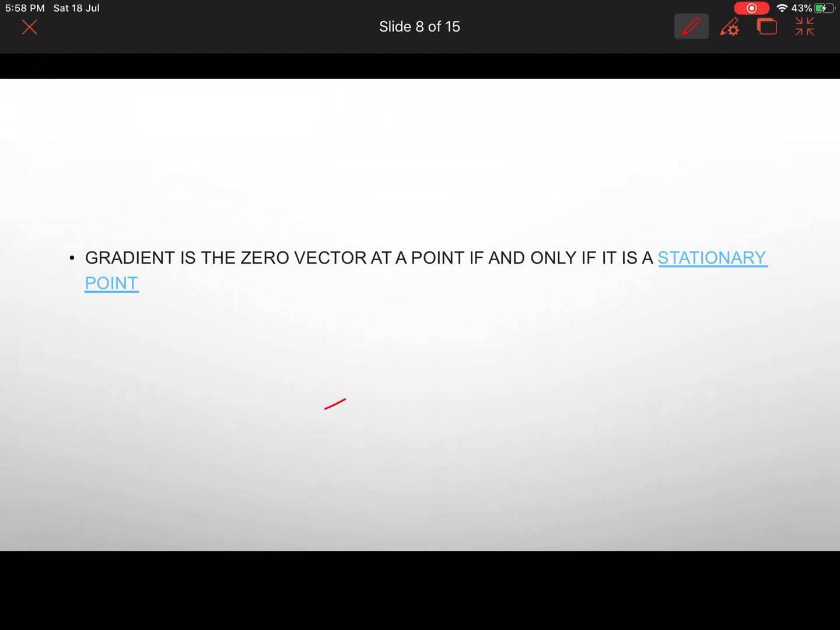If del f is 0 at a particular point, say for example point P, it is 0 if and only if it is a stationary point. That means there is no change at all. Stationary point, at a stationary point.